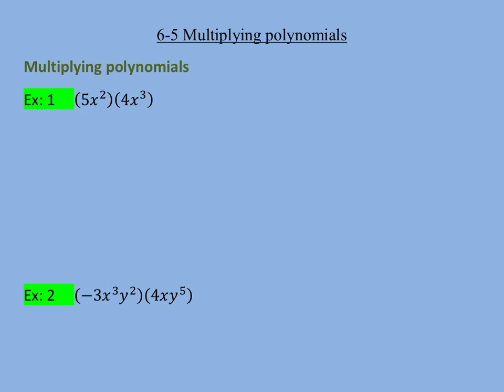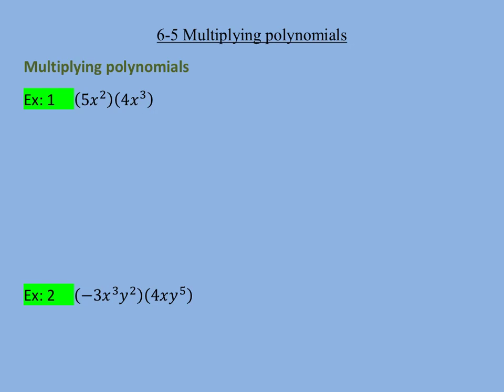Lesson 6-5 is about multiplying polynomials. Monomials to monomials, monomials to binomials, binomials to binomials, polynomials to polynomials. The important thing is you have to remember your integer rules. When multiplying like bases, you add your exponents, and that's the one that we're going to use the most. And when collecting like terms, you just add and subtract the coefficients. The variable string stays the same.